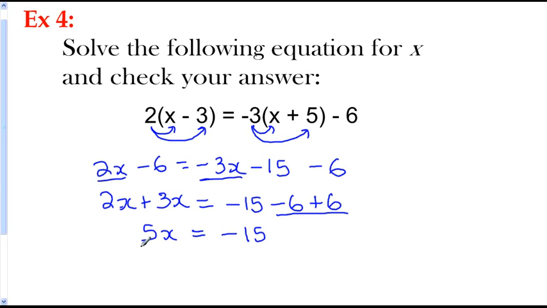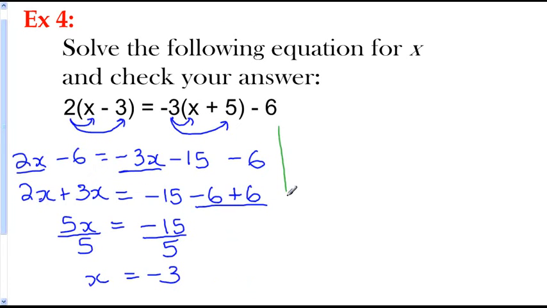Now, to get rid of the 5, the 5 is multiplying the x, so the opposite of multiplying is dividing, so I need to divide both sides by 5. And then I get x, because 5 divided by 5 gives me 1x, equals, and negative 15 divided by positive 5 gives me negative 3. That's my final answer. Now, we got it back now.